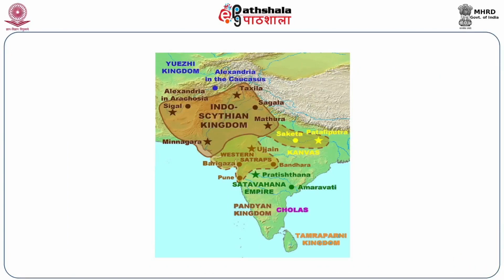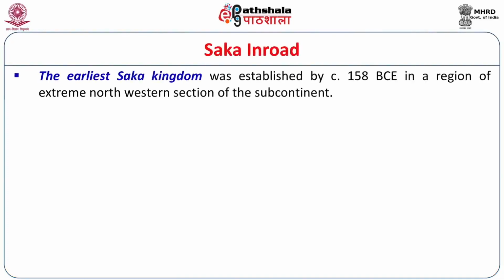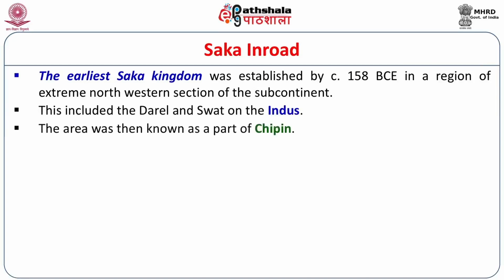So you know that the Scythians ruled in the regions of Taxila, where Maues was centered, and the region to the west and east of the Indus in Arachosia, and the Azes group moved as far as Mathura. The earliest Shaka kingdom was established in 158 BC in a region of the extreme northwestern section of the subcontinent. This included the Darel Valley and the Swat Valley on the Indus. The area was then known as part of Chipin.